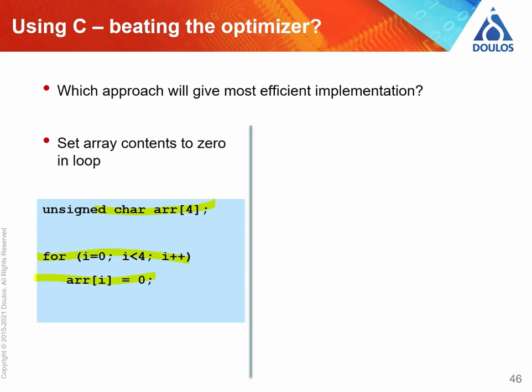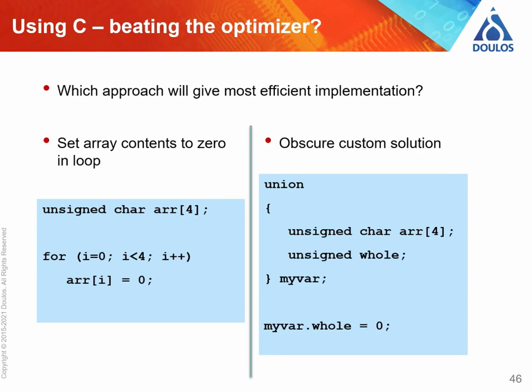And you may look at that and think, well, that doesn't look very efficient because we've got a loop, and loops mean that your code is going to have to be jumping about, and you might think there's a better way of doing it. So our second alternative uses some more obscure programming. So we've got a union. So unions are used where you want to have memory locations which are shared between different variables. So we've got the array as before, and its memory space is going to be shared with this other unsigned whole.